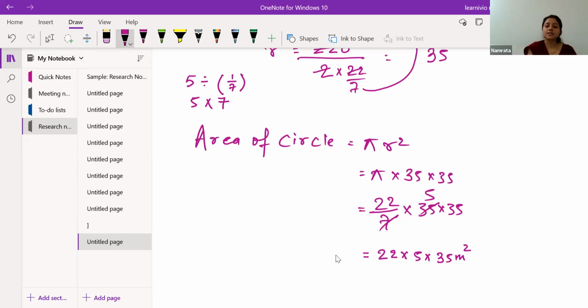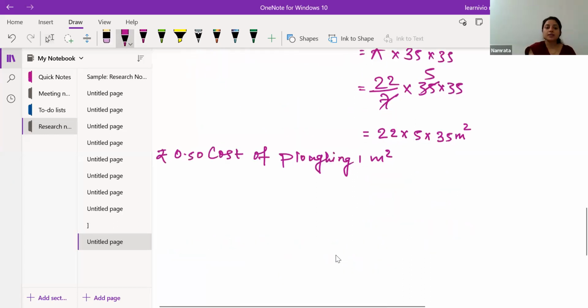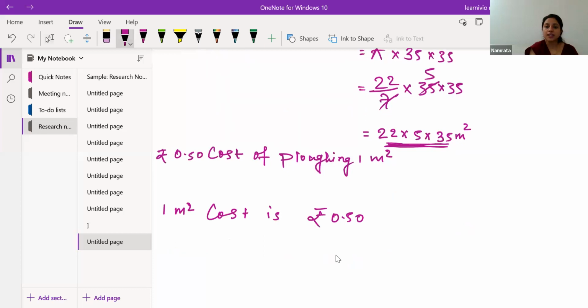Now it says that rupees 0.50 is the cost of covering 1 meter square. We can write it as it is: 1 meter square cost is 0.50. Then how many meter square do we have as an area? We have 22 into 5 into 35. This is the total meter square we have, and its cost we have to find.